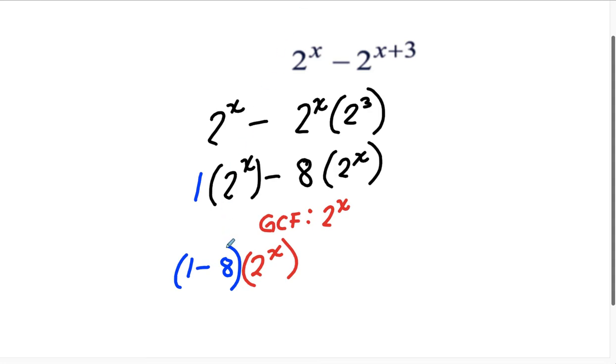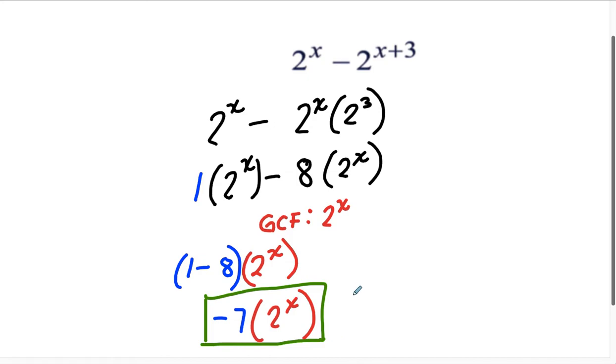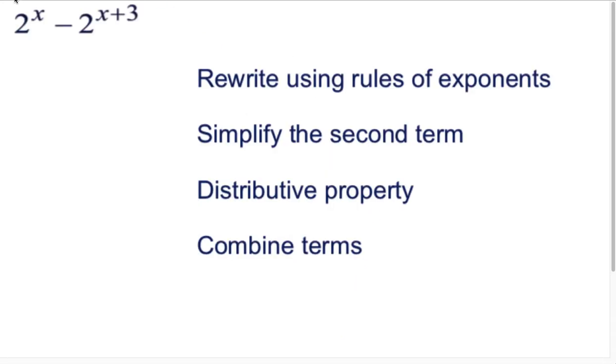Then what we're going to do is simplify 1 minus 8, which is negative 7. And because we can't simplify 2 to the power of x anymore, this is your final answer. Negative 7 times 2 to the power of x. Okay? Okay, let's take a look at another example.